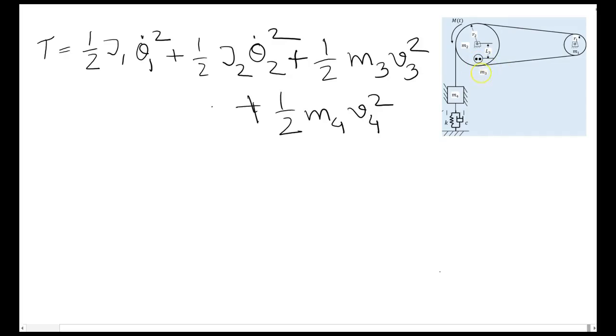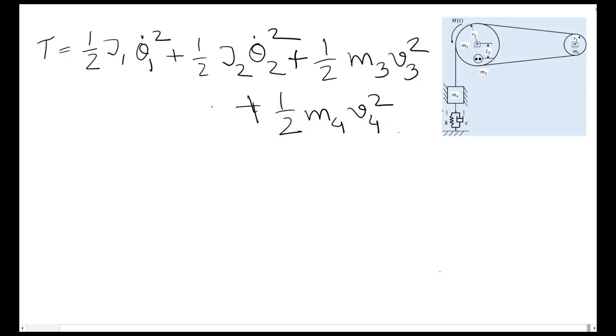Now for point mass M3, we'll have only linear motion. That's why we'll have only linear kinetic energy. Same case for piston M4. So we write half M3 V3 squared and half M4 V4 squared.